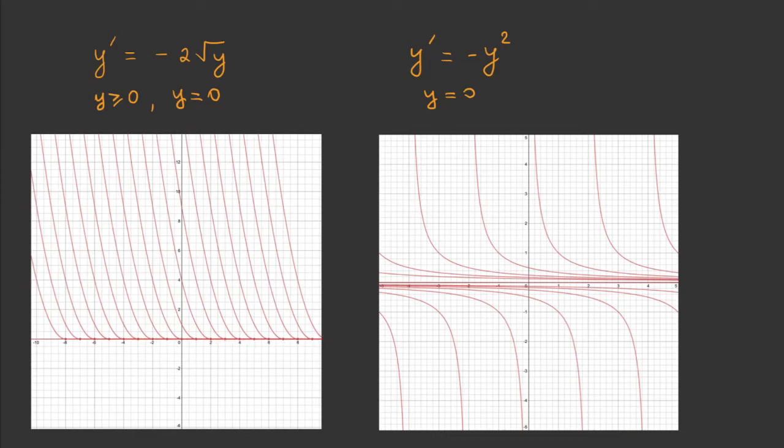Now, if you start elsewhere, like for example here, again, you're going to slide down the parabola until the point gets to the x-axis, and then after that, the point will move along the x-axis. These are the solution curves for the first differential equation. Now, the solution curves for the second differential equation: one is, as I mentioned earlier, the x-axis, and the other solution curves are hyperbolas.